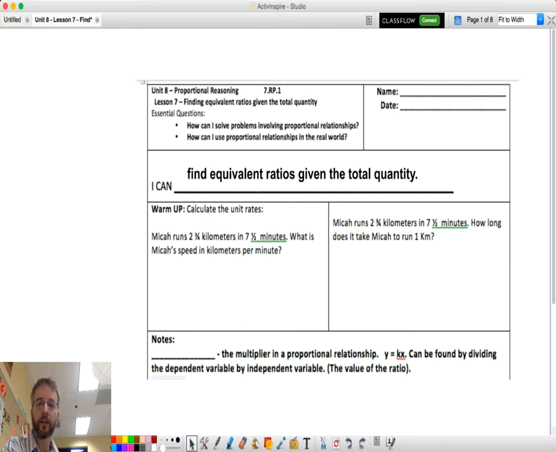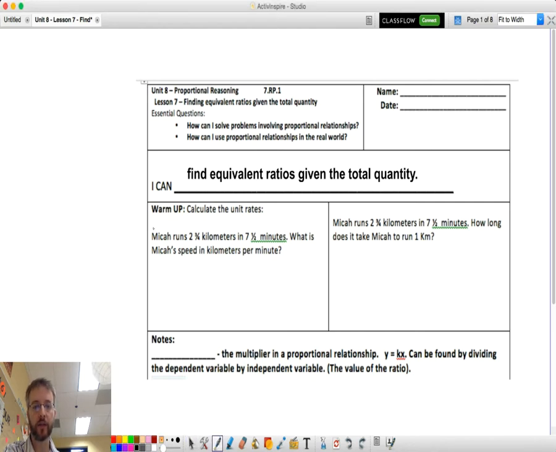Okay, today we're going to find equivalent ratios given the total quantity. Write that I can statement down and take a minute to calculate the unit rates. Okay, let's go ahead and get started.